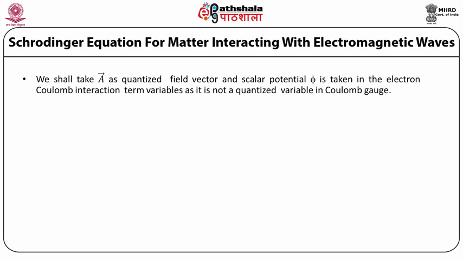We shall take A vector as the quantized field vector, and the scalar potential phi is taken in the electron-Coulomb interaction term, as it is not quantized in this Coulomb gauge, which is where we are working.